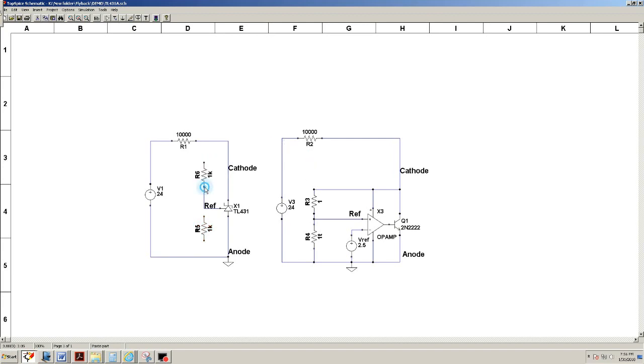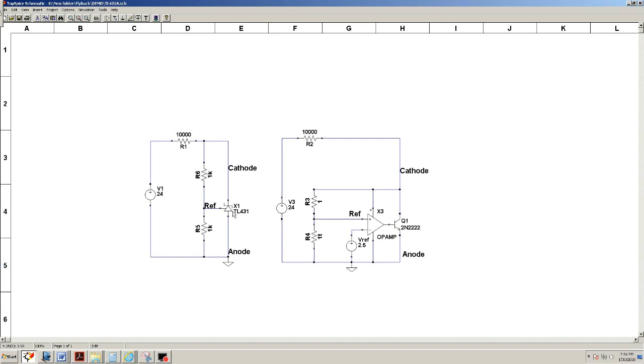Let's put another resistor here. So it is a voltage divider. And basically it's the ratio of this divided by that, which is 1 plus 1 is 2.